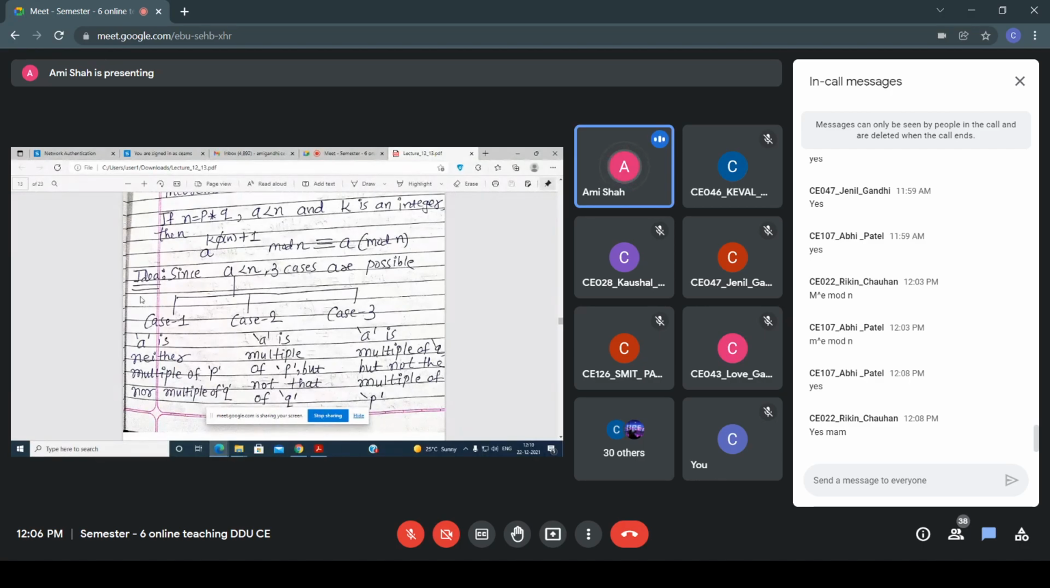Now start with the first case, and through this particular case, I want to prove this thing. Okay, so how can I prove it? Now I will explain on the whiteboard so you can understand.